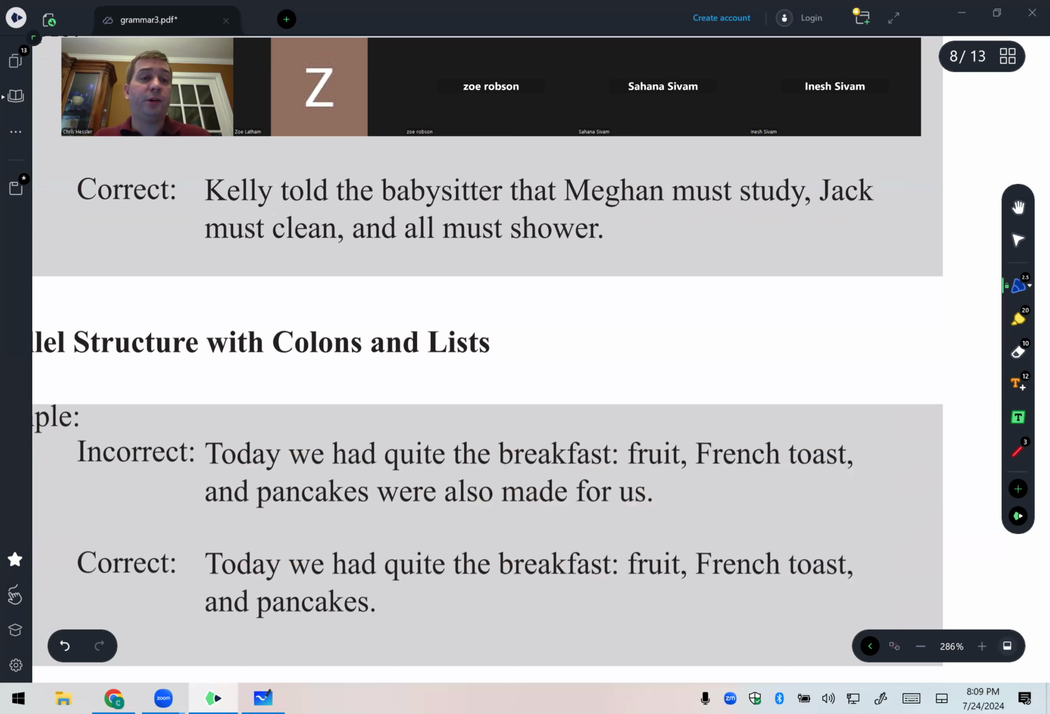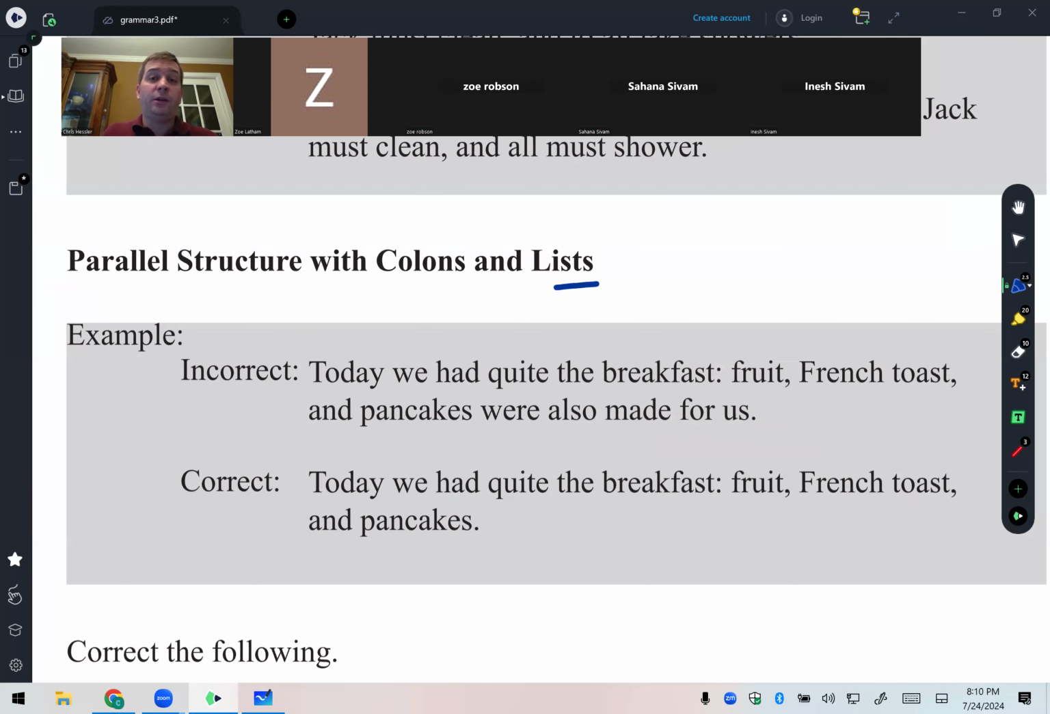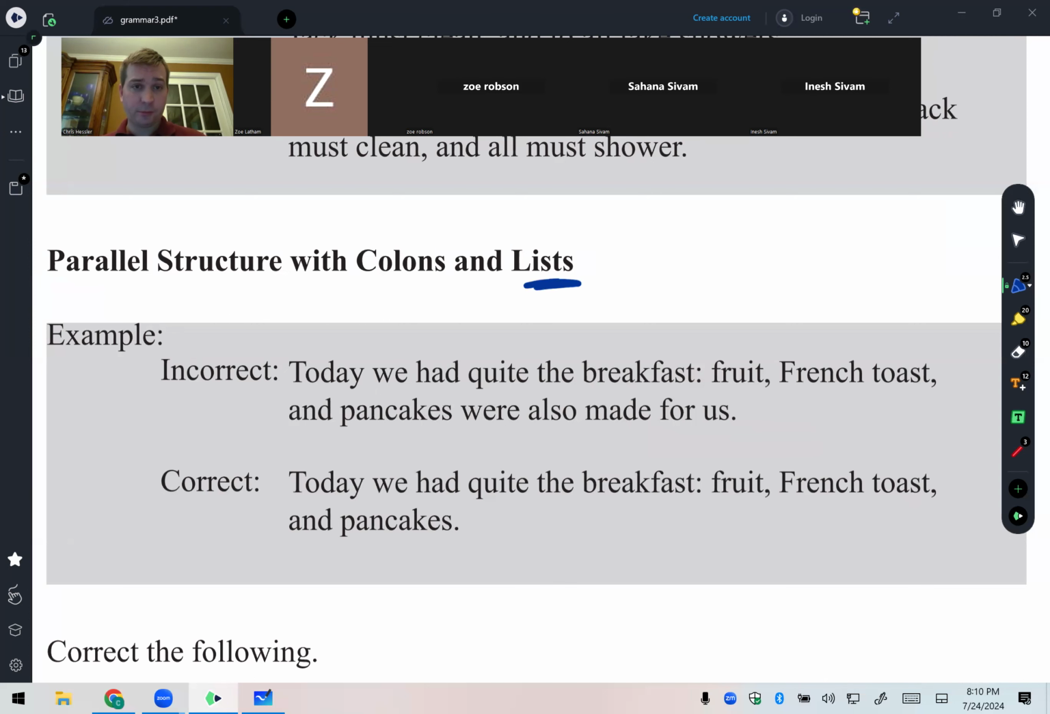We like to have parallel structure when we have lists. And the main reason you'll see a colon is when you have a list. All right, so here's an example of this. Today we had quite the breakfast. I just want nouns after my colon. That's all I need are nouns. Fruit, French toast, and pancakes, passive voice, were also made for us. That sounds horrible, right? So let's make it nice and parallel. Let's just have nouns. Today we had quite the breakfast: fruit, French toast, and pancakes. It sounds so much better.